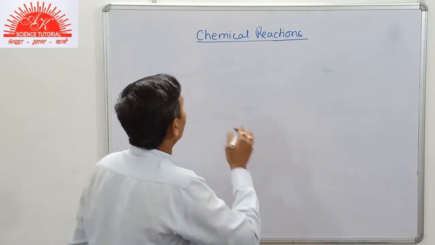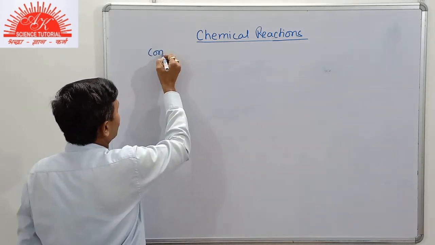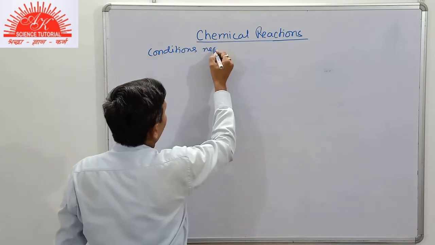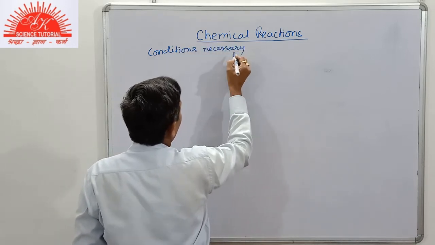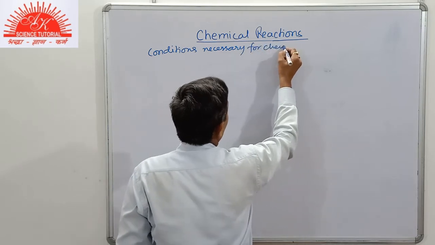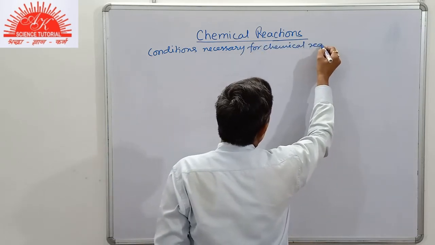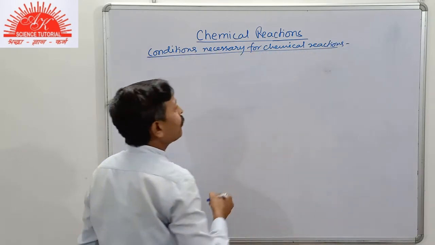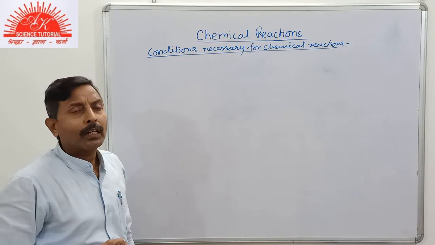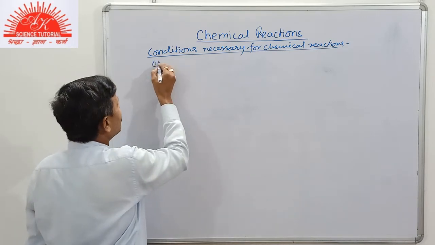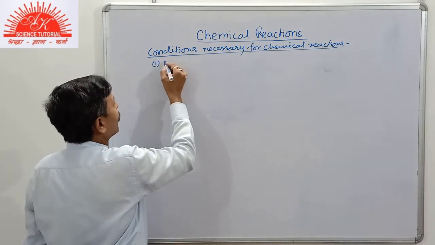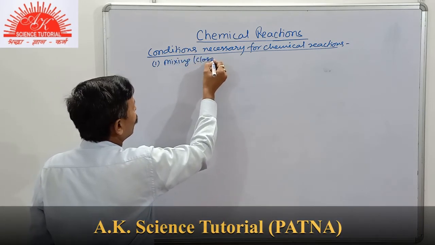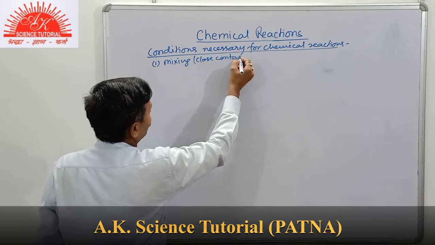So here we are going to study the conditions necessary for chemical reactions. Now there are many conditions required. Like you see, the first is mixing or close contact.